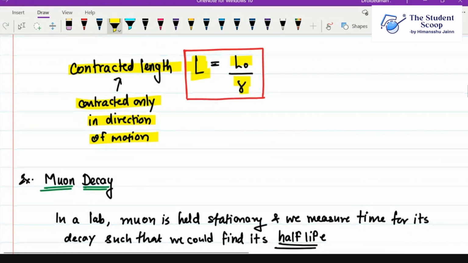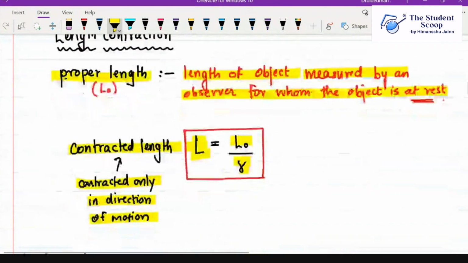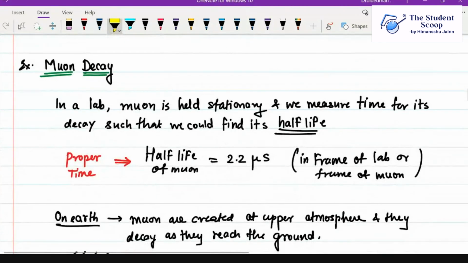We'll see an example of using proper time and length contraction. In terms of muon decay, it's a very famous experiment. In the lab, the muon is stationary and we measure the time for its decay and we can find its half-life.